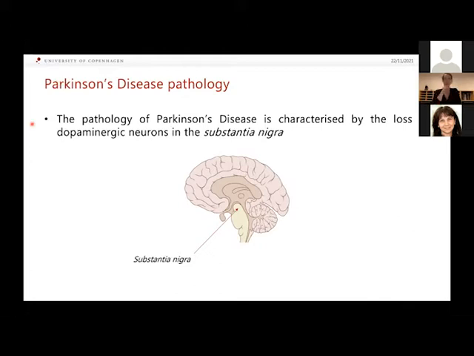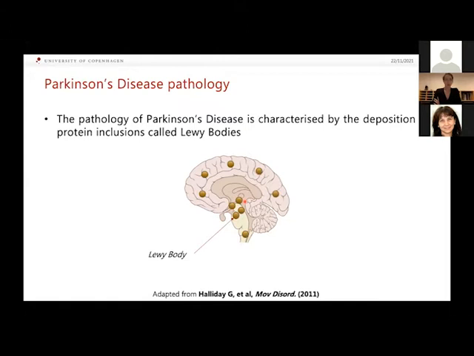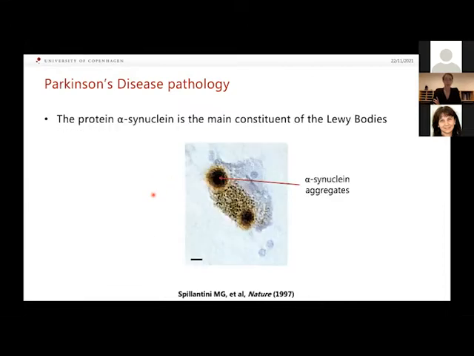Parkinson's disease is characterized by two main pathological hallmarks. The first one is the loss of dopaminergic neurons in the substantia nigra. The second one is the accumulation of protein inclusions called Lewy bodies, which spread through the brain as the disease progresses. These inclusions are made of different types of proteins and lipids, and the main constituent is the protein alpha-synuclein.